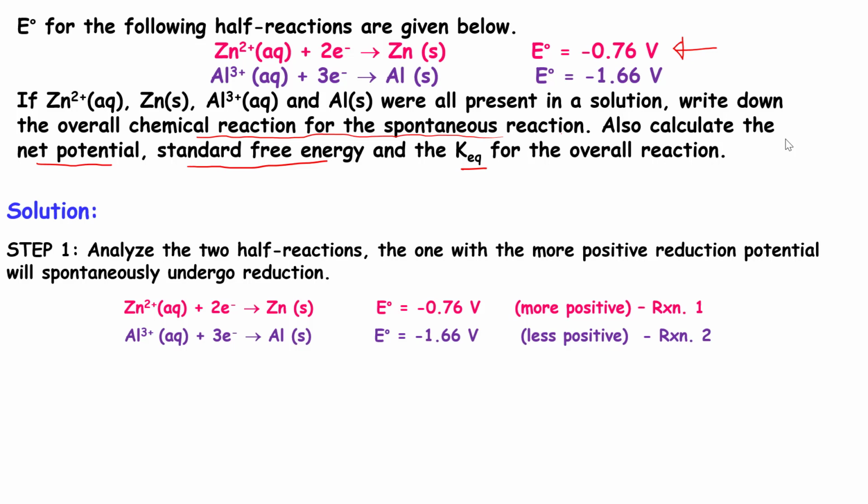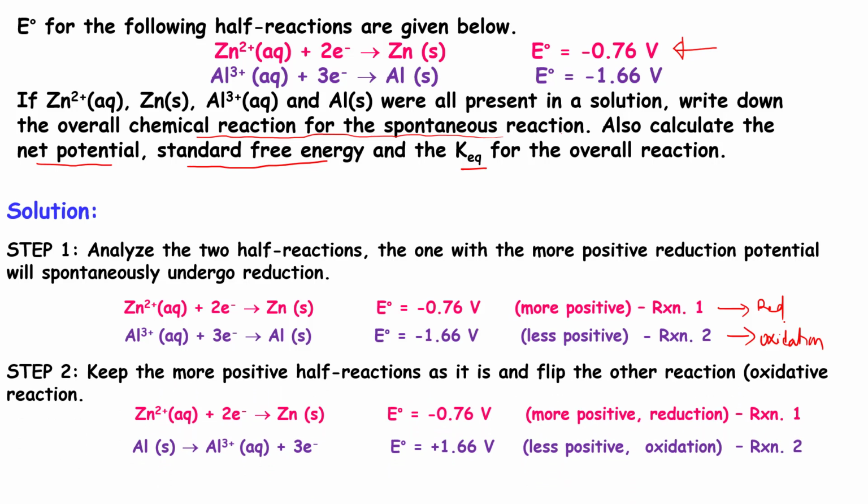So once we have decided that the first one is going to undergo reduction, and then the second reaction is going to undergo oxidation, then we have to flip the second equation and then write it as the oxidation reaction, keeping the first reaction as it is. So the first reaction stays as it is. The second reaction has been flipped. And you can see that when you flip the reaction, we also have to change the sign for the E naught. So here it was negative. In step 2, it's now changed into a positive value because that's the oxidation reaction.